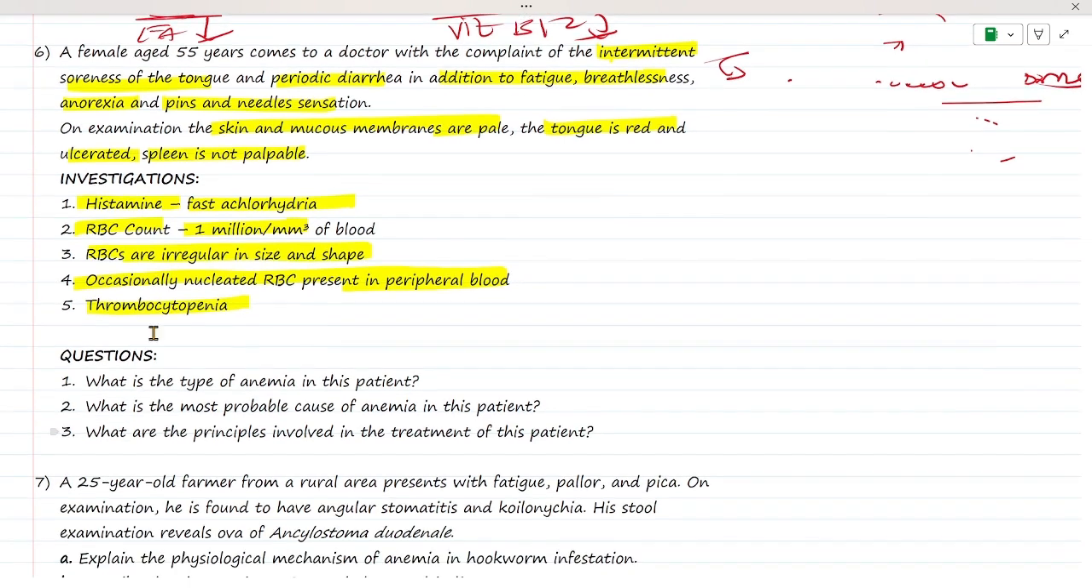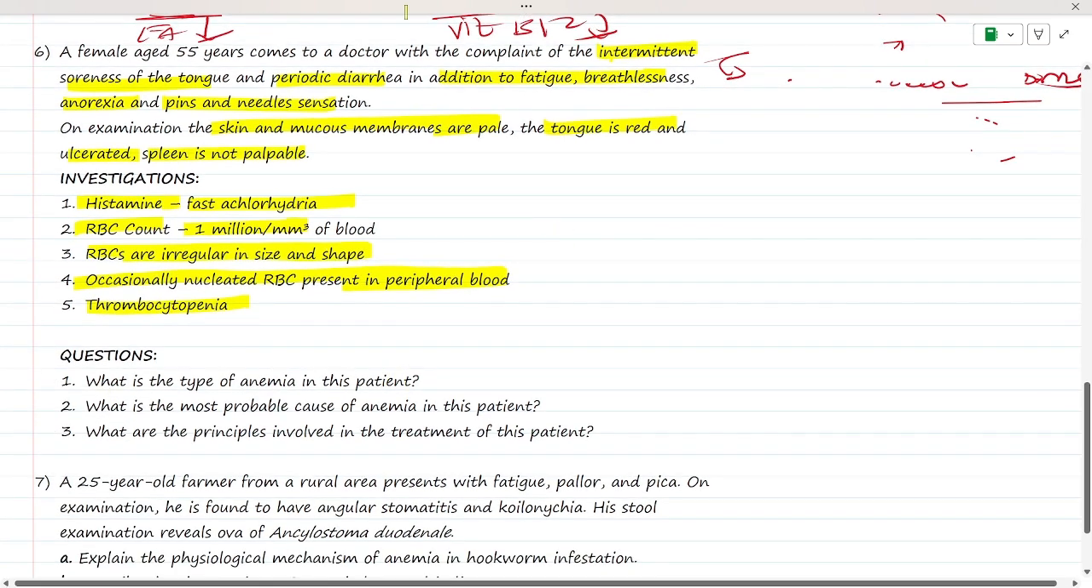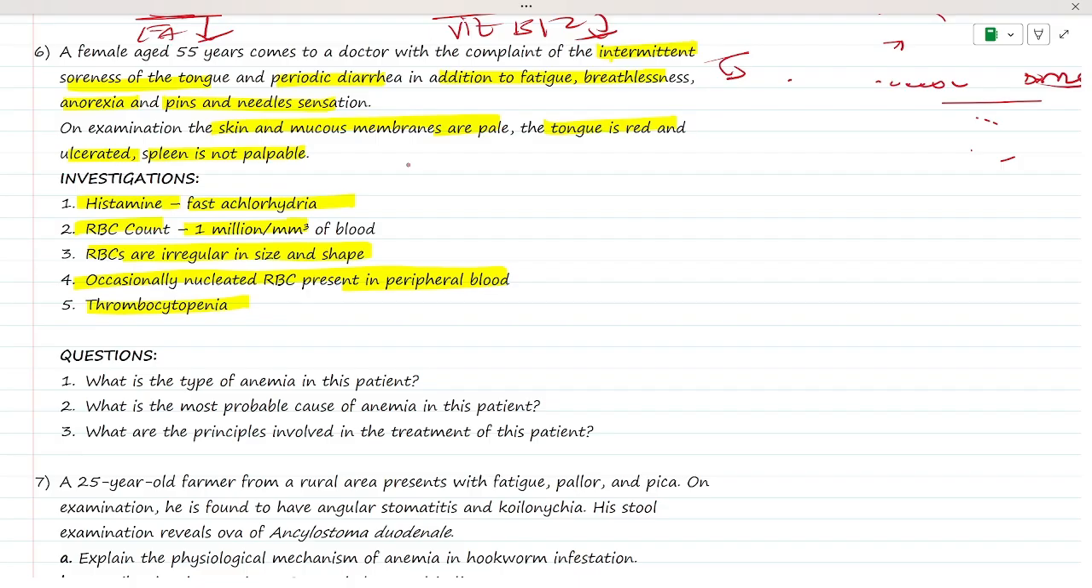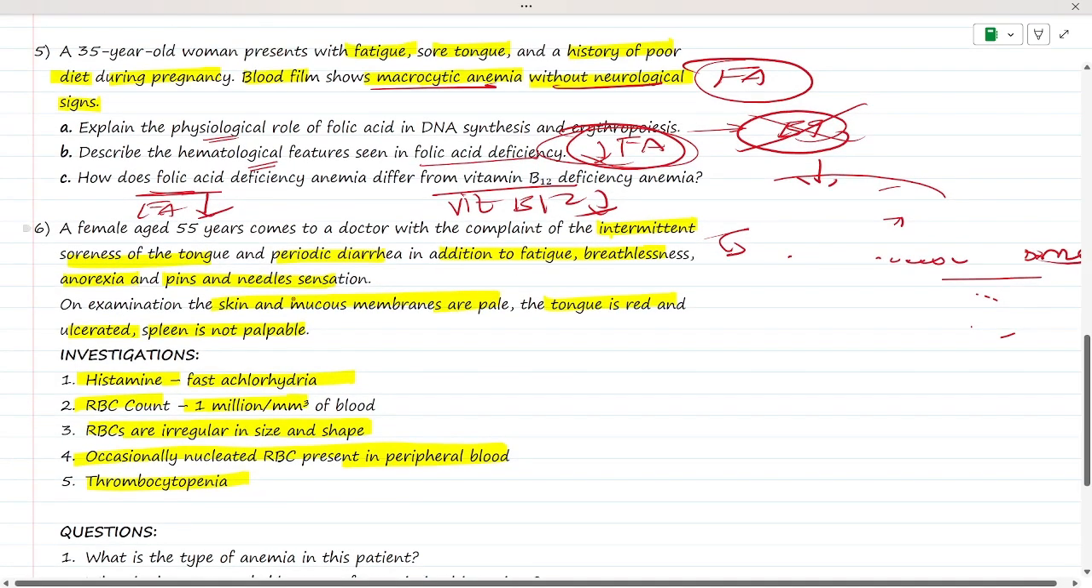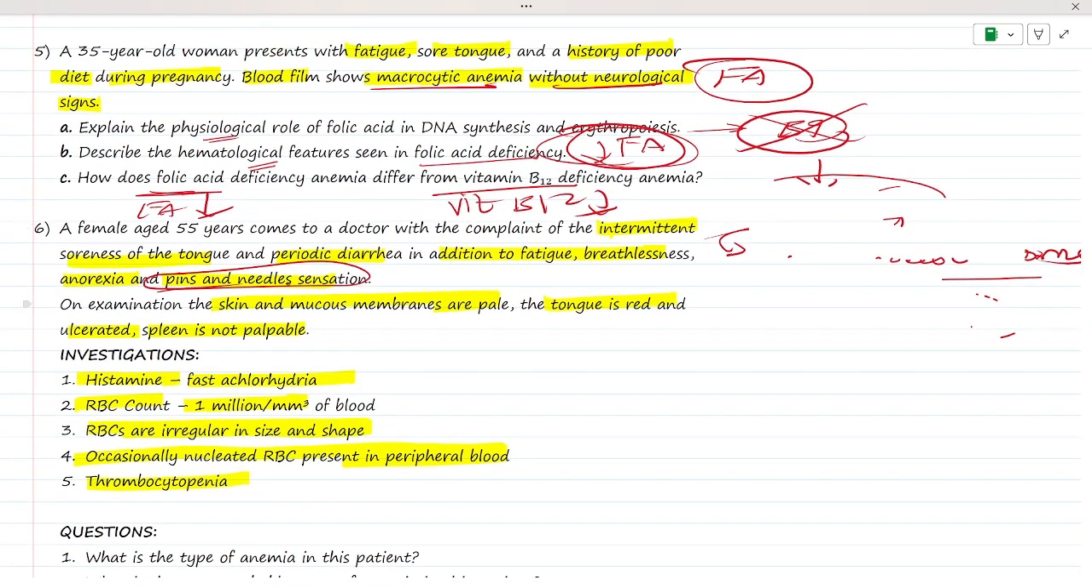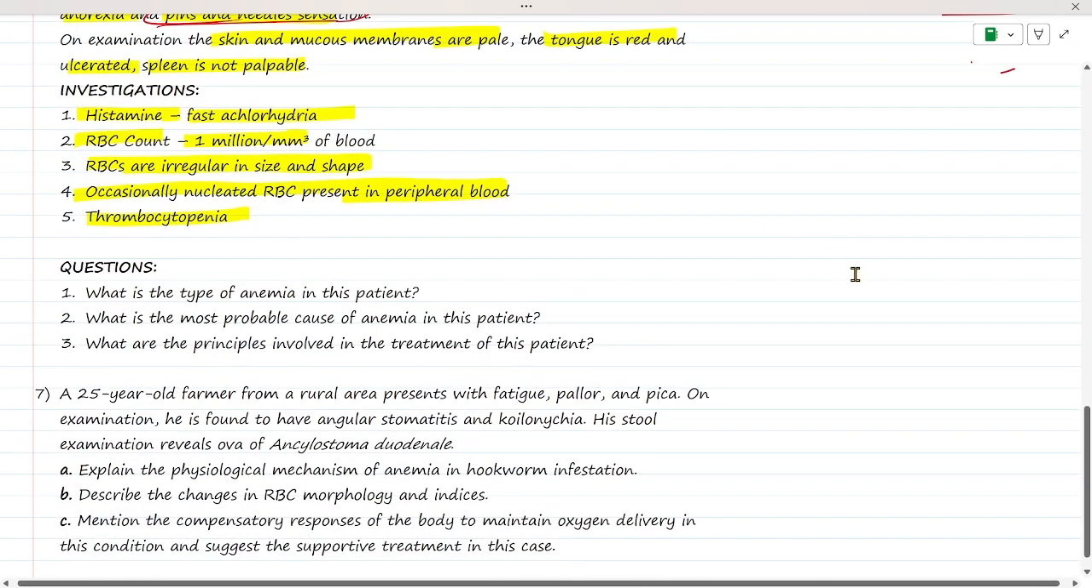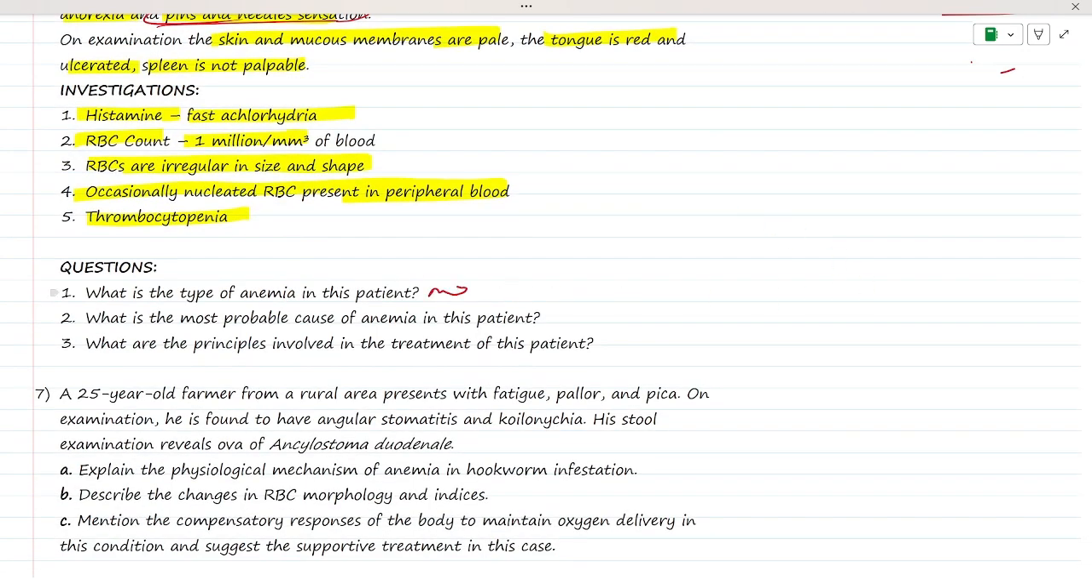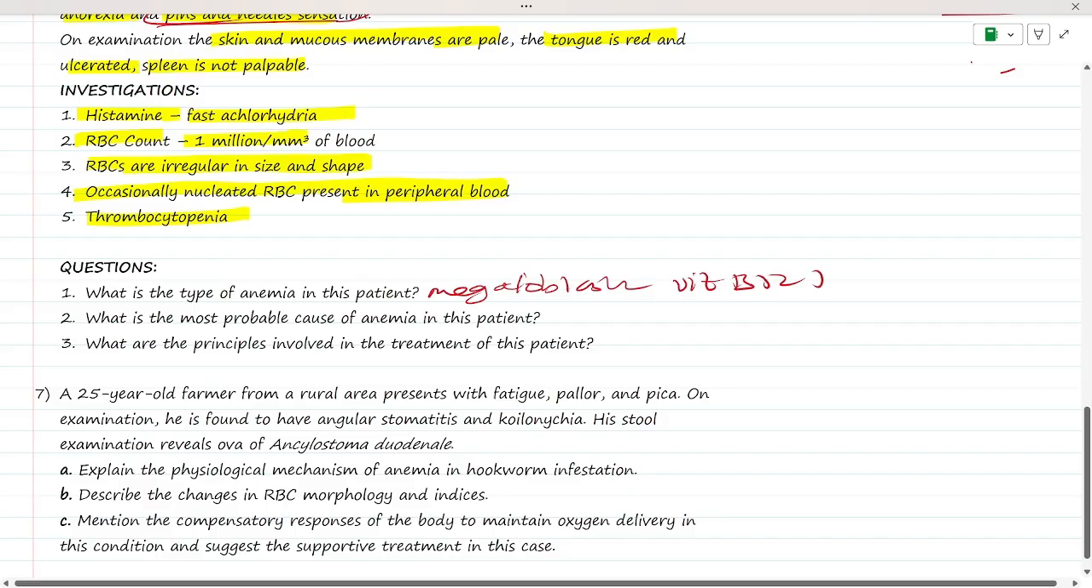Now, what are the questions? What is the type of anemia? Obviously, we can tell by looking at the question. Pins and needle sensation in megaloblastic anemia is a neurological manifestation. It is a megaloblastic anemia due to vitamin B12 deficiency, right?